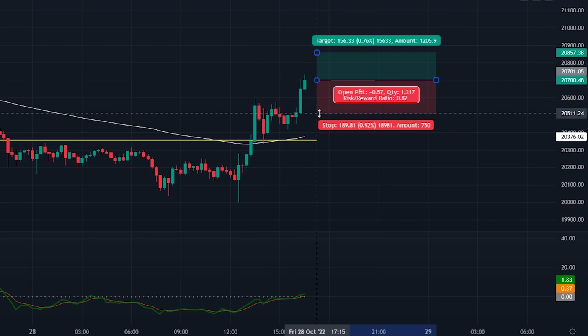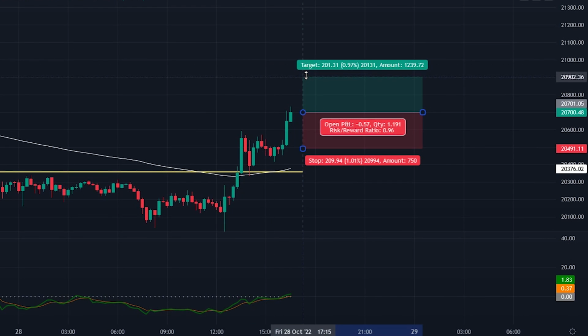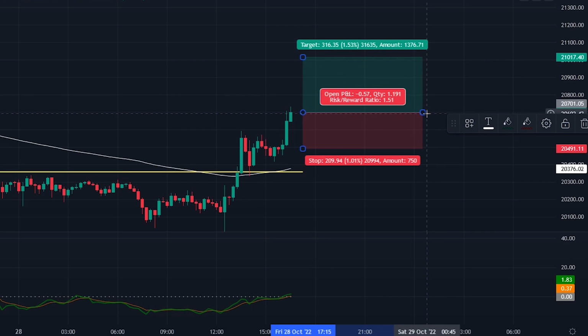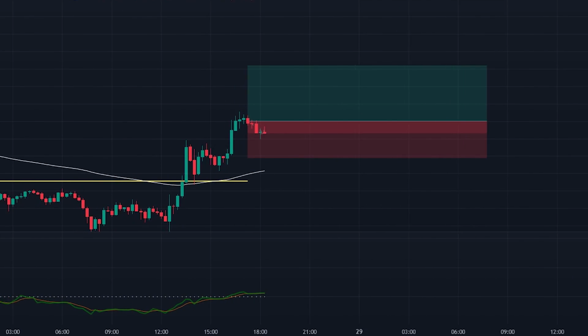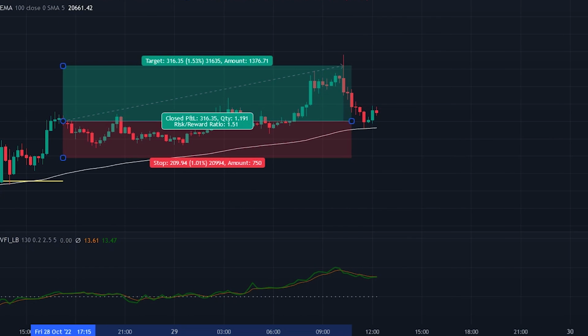We will place the stop loss at the recent swing low. For the take profit, we will target a 1.5 times risk to reward ratio. Now let's see how the trade plays out. As you can see, the trade was very profitable. Now let's continue scanning the market for an entry.